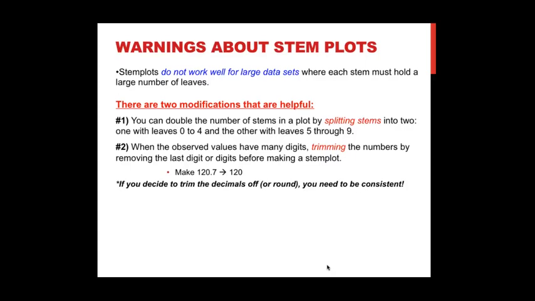And that is perfectly fine as long as you are consistent with your data. I can't just chop off this decimal place of this value and leave all the other decimals in my stem and leaf plot. You can also round if you would prefer. However, once again, please make sure you're consistent. If I rounded all my data sets, this would round to 121.